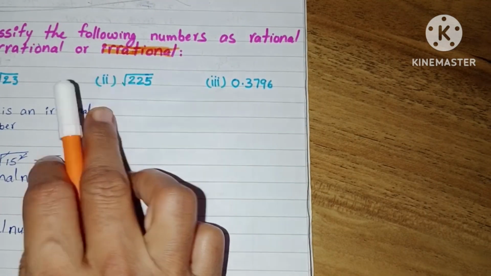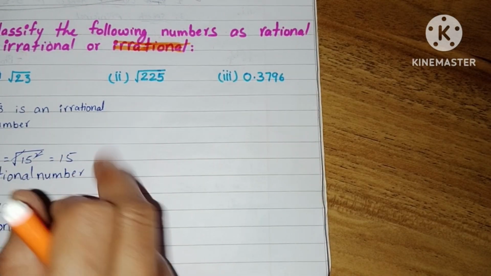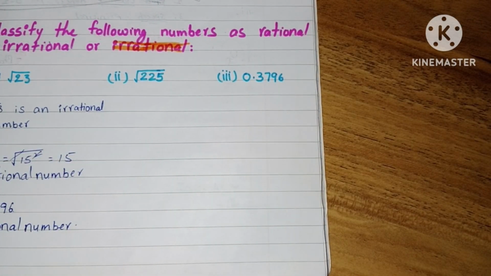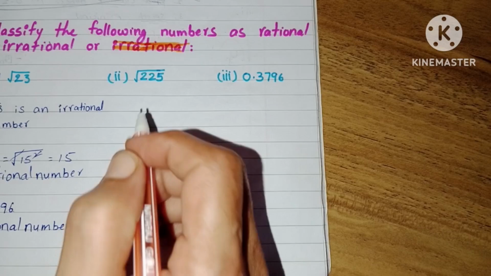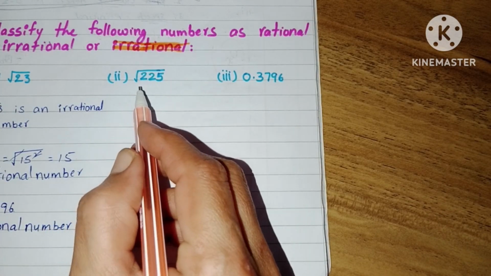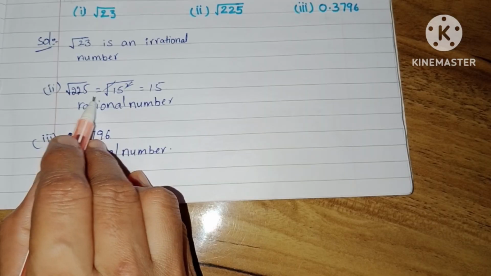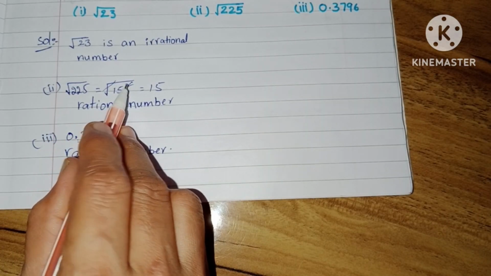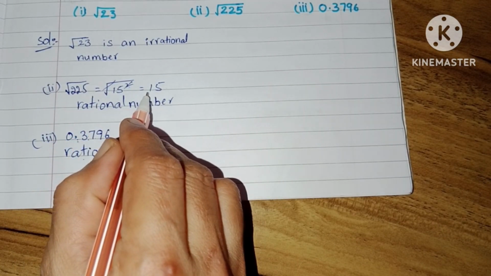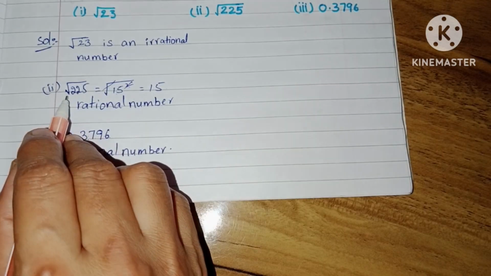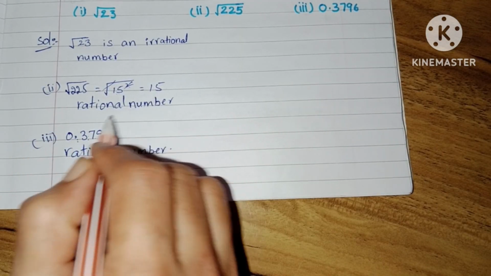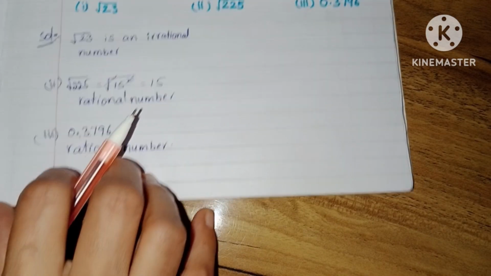Next, square root of 225. 225 is a perfect square number, which means this can be written as 15 square. Look here. Square root of 225 can be written as square root of 15 square. So square and root get cancelled, then the rational number answer is 15. Square root of 225 equal to 15. 15 is a rational number.